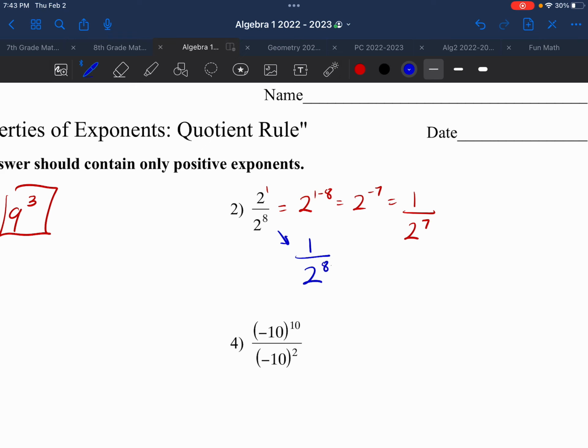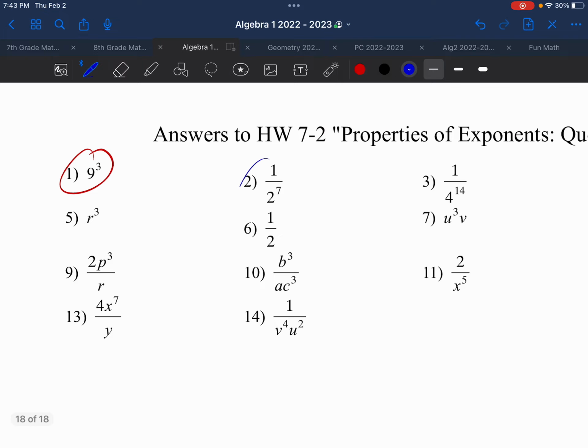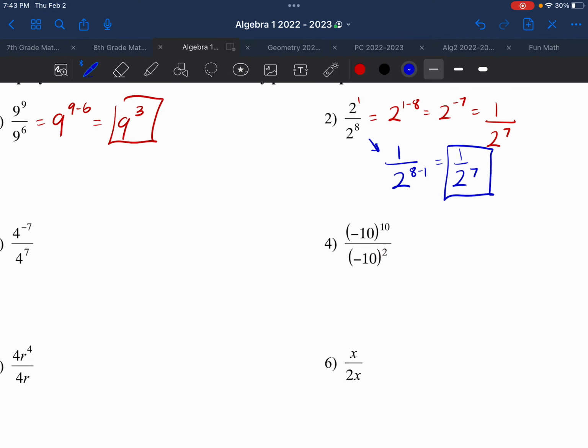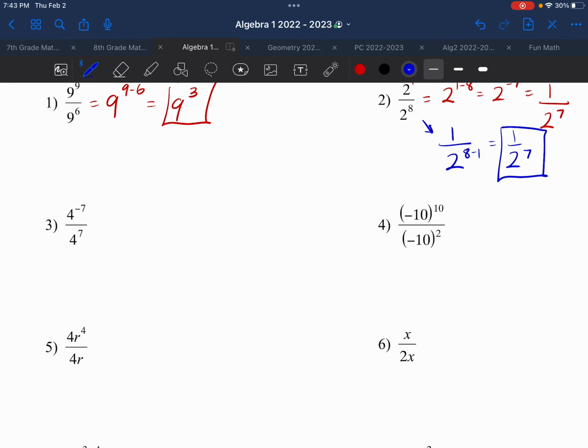So I'm going to do 8 minus 1 in this case, which is just 1 over 2 to the power of 7, and we get to the answer a little bit faster. Let's check the work to make sure we got it right. 1 over 2 to the power of 7, 1 over 2 to the power of 7. All right, and number 3, same thing.